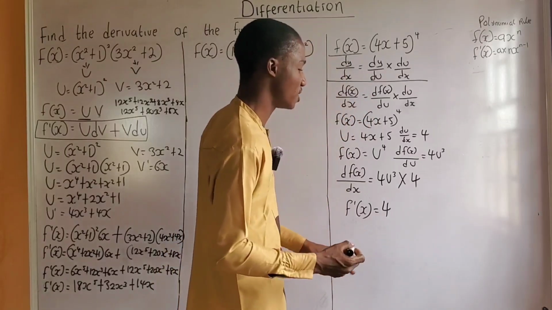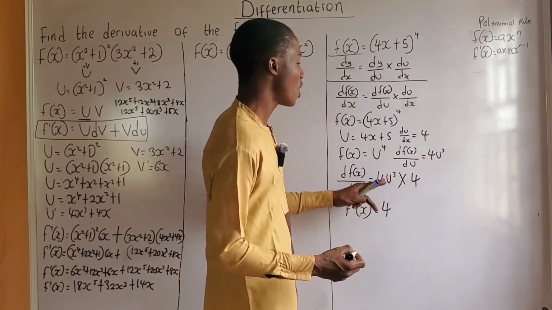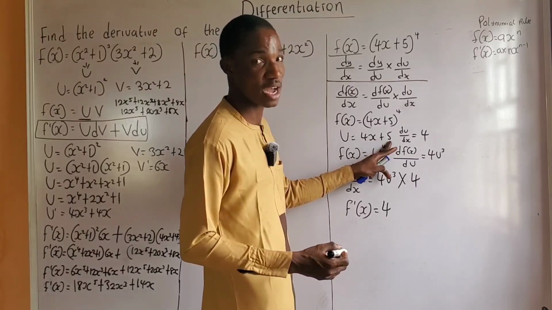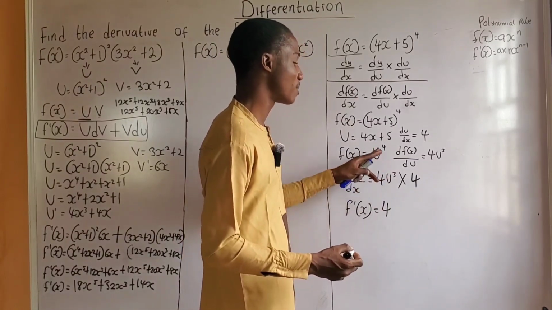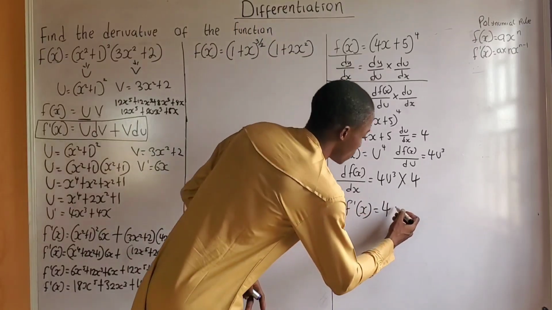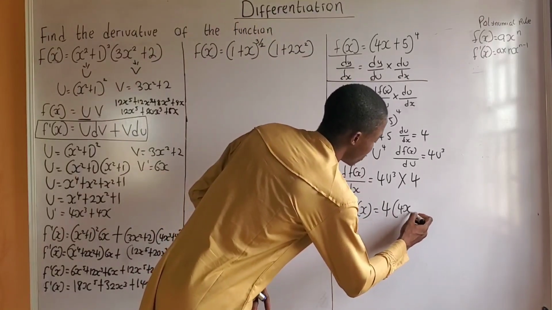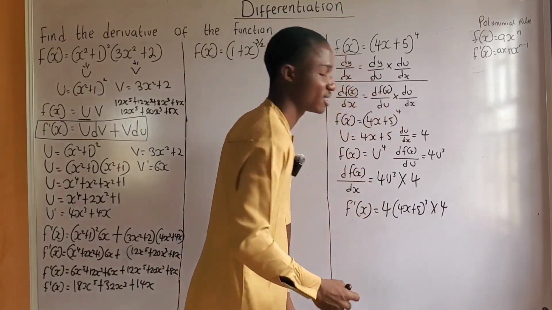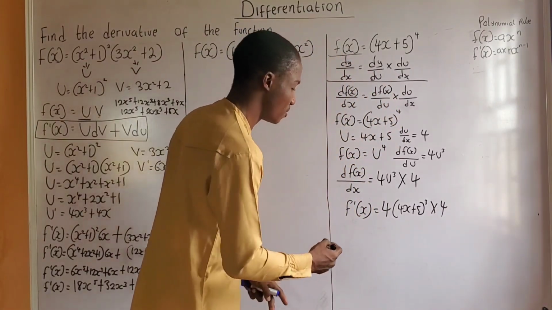Now listen to me carefully. Don't forget that we have already set u equal to what? 4x + 5, right? So instead of u, I'm going to replace u with 4x + 5 in this. Hence, I'm going to have 4 multiplied by (4x + 5) raised to the power of 3 multiplied by 4. You can see that it's simple. Okay, we are not done.